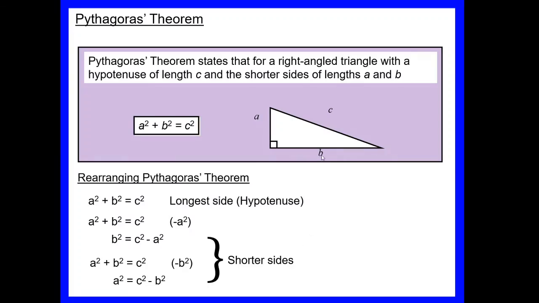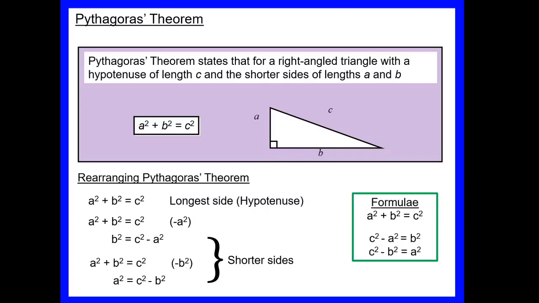The way it's labelled a and b here, it really doesn't matter which way round you label the a and b. C has to be the longest side, but a and b, it doesn't matter which one you call a, which one you want to call b. So in summary then, our formulae: a squared plus b squared equals c squared, our formula for finding the longest side. If I want to find a shorter side, then we start with c squared, the longest side, subtract a squared to give us b squared, or c squared minus b squared equals a squared.